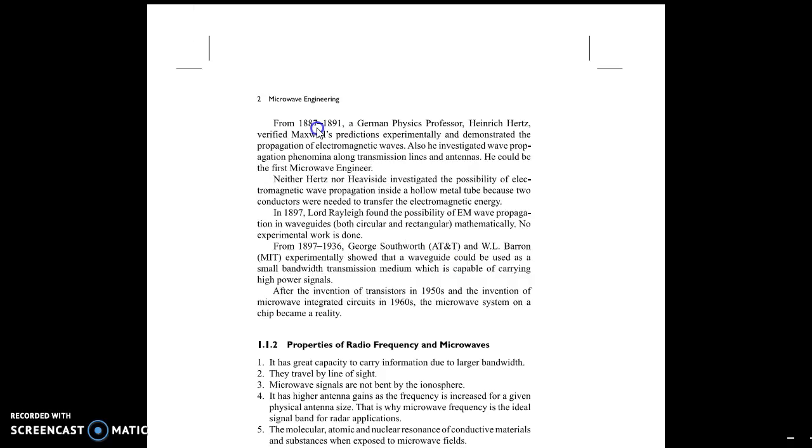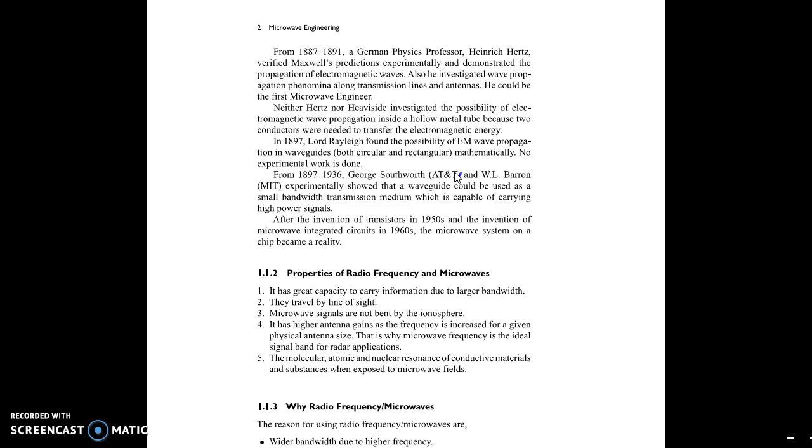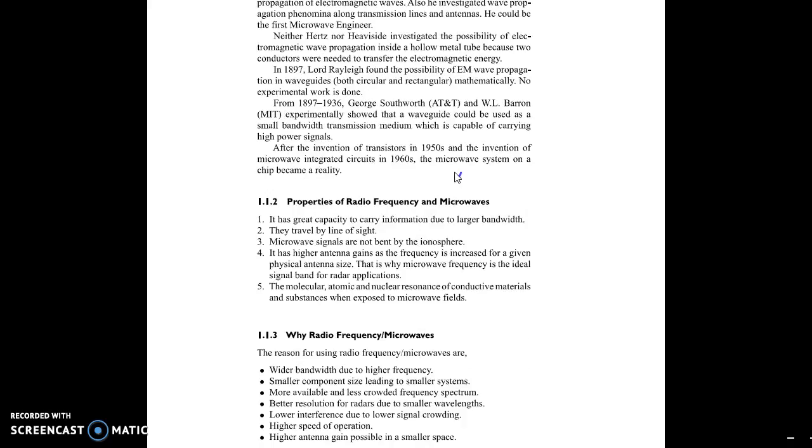So in the years 1887 to 1891, a German physics professor, Heinrich Hertz, verified Maxwell's prediction experimentally and demonstrated the propagation of electromagnetic waves. Also, he investigated wave propagation phenomena along transmission lines and antennas. He could be called the first microwave engineer. Next, Lord Rayleigh found the possibility of EM wave propagation in waveguides, both circular and rectangular, mathematically, but no experimental work had been done.